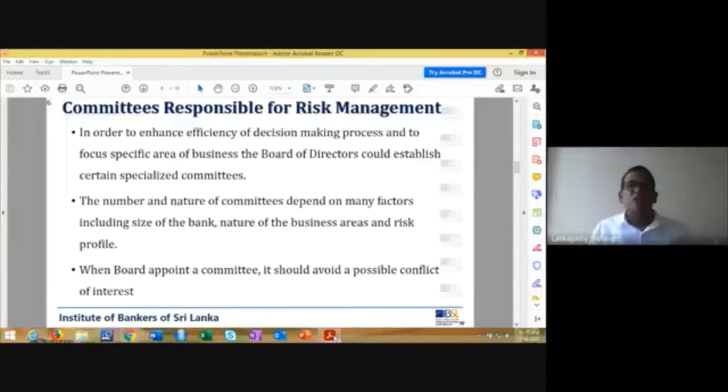So as a summary, I would like to say that for risk management, the bank board of directors may appoint in a bank or finance institution several committees, and the number of members, the size of the committees and the number of committees depend on the size of the banks and the nature of the business. And when they are appointing the committee, there should not be conflict of interest. This is the takeaway from this slide. Okay, understand?